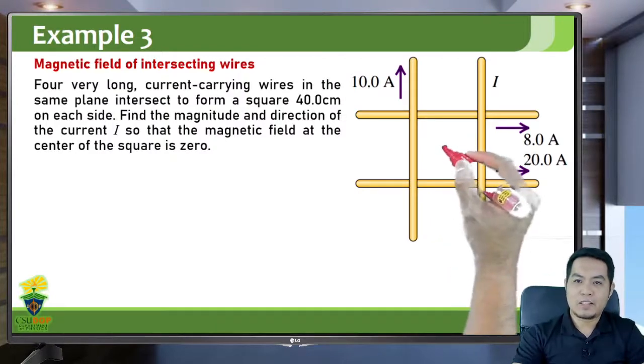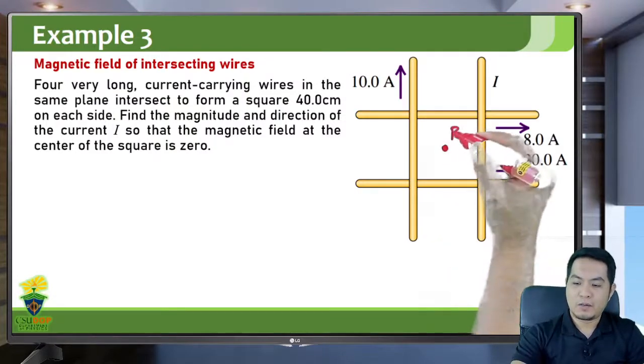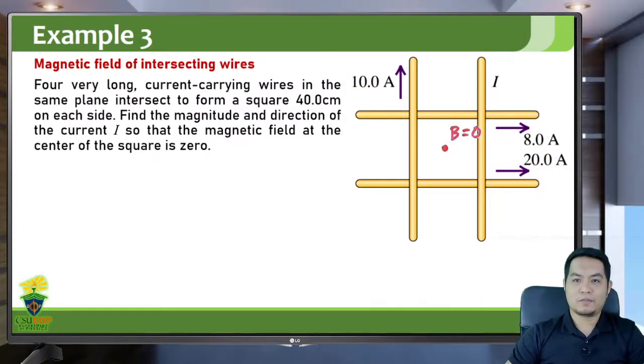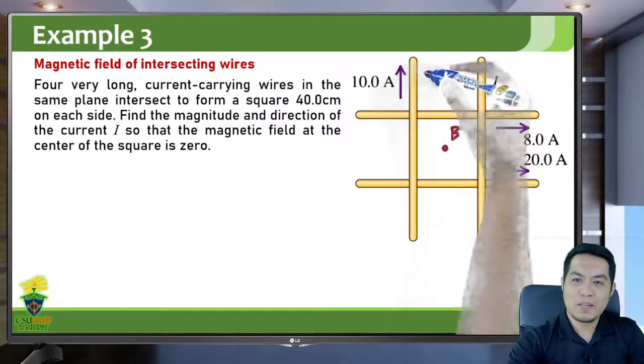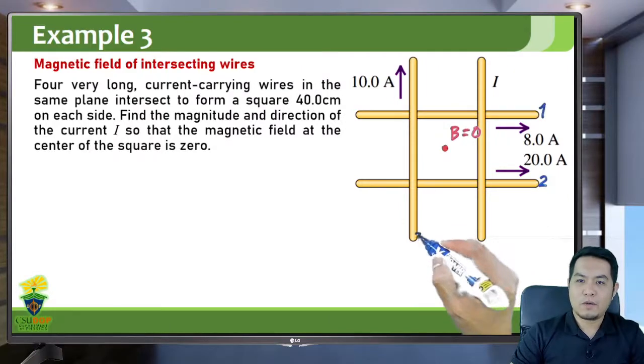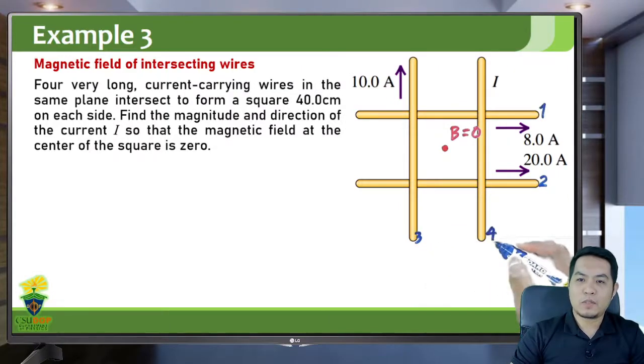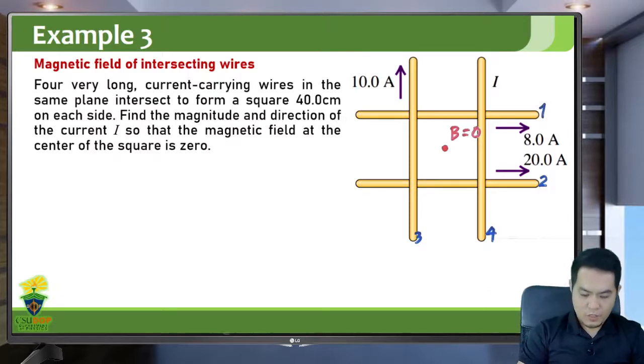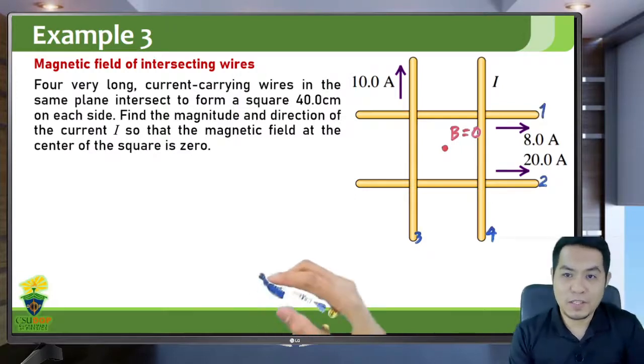So at the center, at this point here, the magnetic field should be 0. Seems pretty easy. You just need to add the magnetic field contribution of 4 wires. I will name this as wire number 1, wire number 2, wire number 3, and the wire with the unknown current is wire number 4.